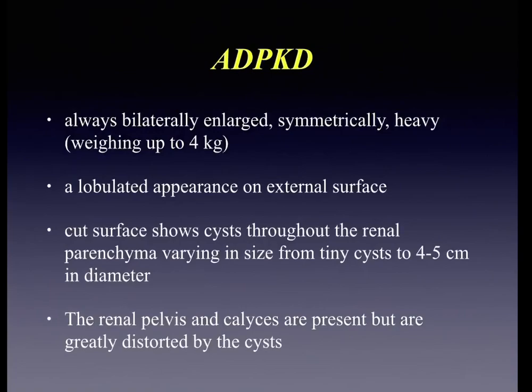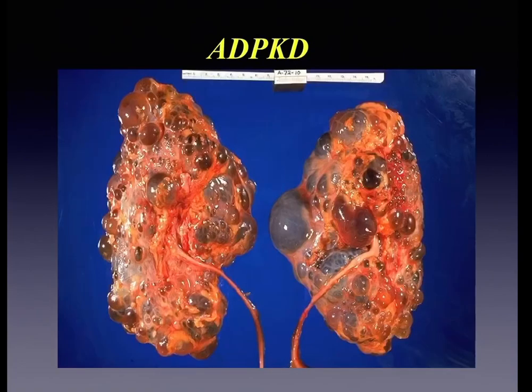So the kidneys of adult polycystic kidney disease are always bilaterally and symmetrically enlarged. They're heavy, weighing up to even about 4 kgs. On the external surface, it gives rise to a lobulated appearance because of the presence of the cysts. On cut section, it shows cysts which are distributed throughout the renal parenchyma. They vary in size from tiny cysts to about 4 to 5 centimeters in diameter. Here again, the renal pelvis and the calyces are present, but they can be distorted by the cysts.